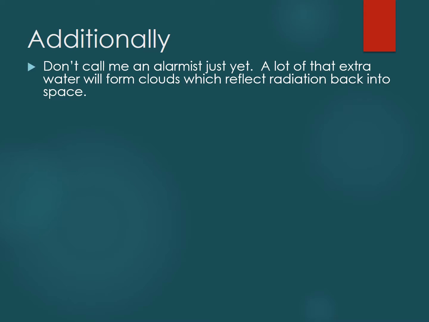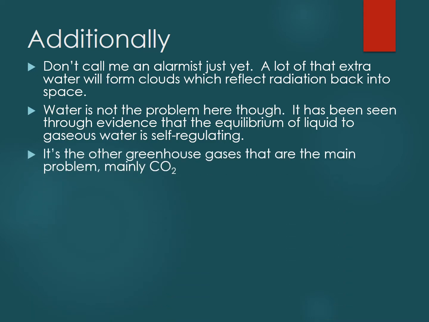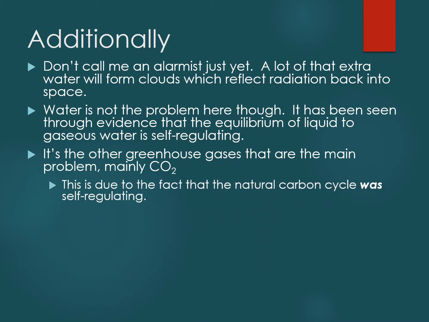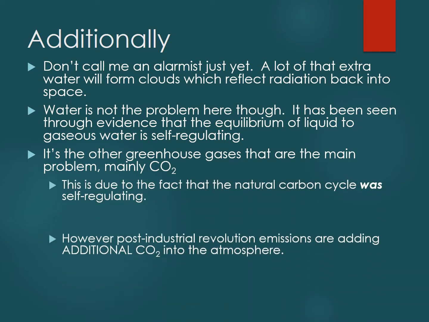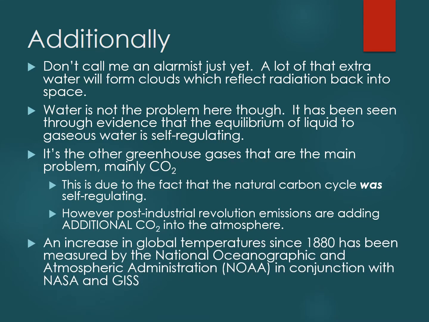So additionally, don't call me an alarmist just yet, like some people do. A lot of that extra water will also form clouds, and that can reflect radiation back into space, mitigating some of that effect. But water is not really the problem, right? The water cycle is self-regulating. And the carbon cycle used to be self-regulating as well, but now, or at least since the Industrial Revolution, we have been adding additional carbon dioxide into the atmosphere.